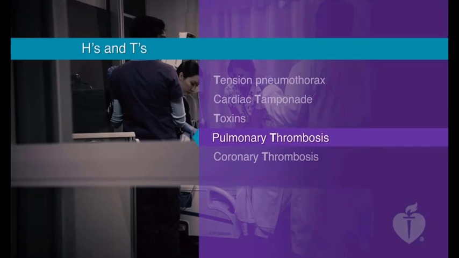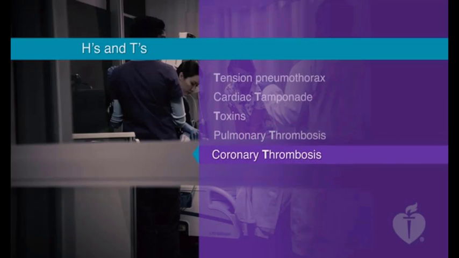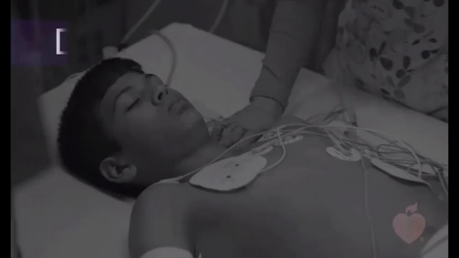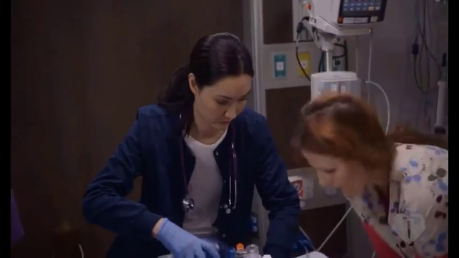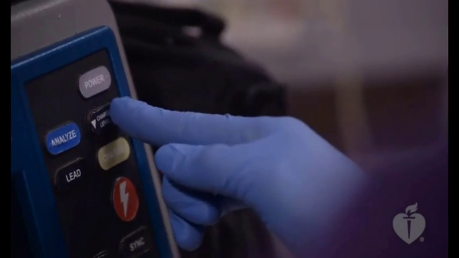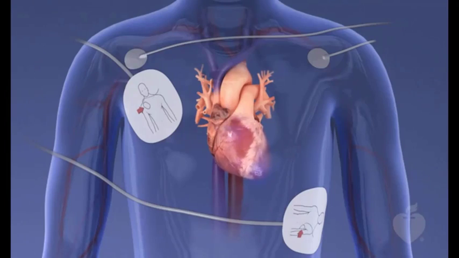A pulmonary thrombosis or pulmonary embolism is a blood clot from a large vein that breaks off and travels to the pulmonary artery where it becomes lodged. A coronary thrombosis is a blood clot that forms within a blood vessel of the coronary system. CPR alone may not save the life of a sudden cardiac arrest victim. The shockable arrest rhythm requires CPR and defibrillation. Defibrillation depolarizes the heart so that it stops the ventricular fibrillation. This is similar to the action of rebooting a computer. It allows the heart's normal rhythm to resume.